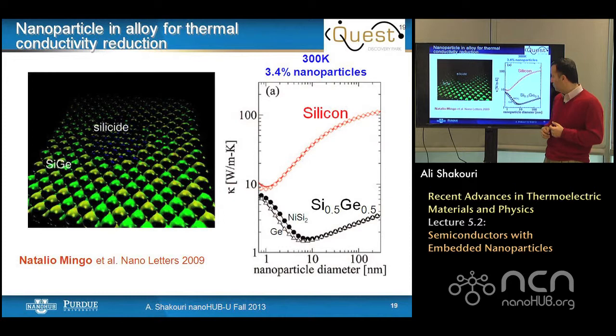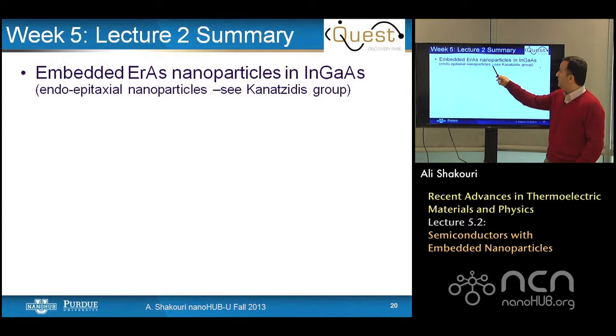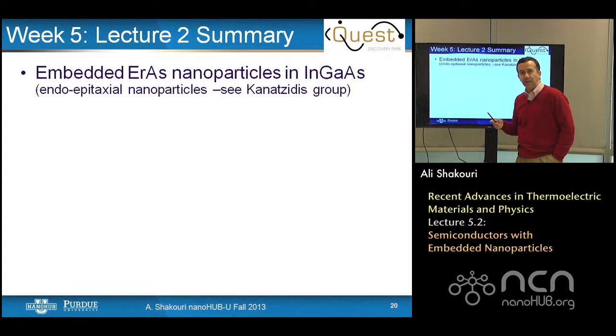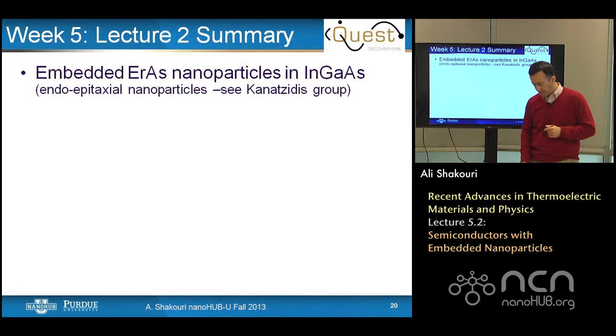So this is an example of how the engineering of the material property could be done. Embedded nanoparticles are a new concept and have been implemented in quite a few examples. What you learned today is that embedded erbium arsenide nanoparticles in InGaAs can be done in a way that doesn't include any additional scattering. By the way, just as a matter of nomenclature, if you look at Kanatzidis's papers, these are called endotaxial nanoparticles. They have a bulk synthesis technique, but they still pay attention to the lattice distortion around the nanoparticle. When there is little distortion, they call it endotaxial. This is what we have here as well.